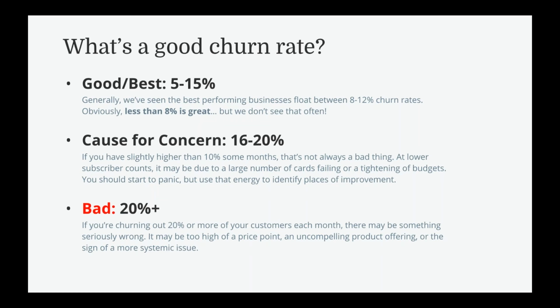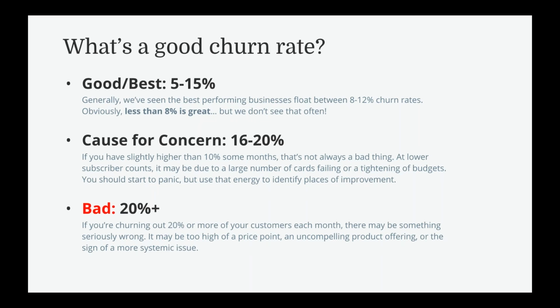We say here in the footnote, 8 to 12% churn rates is a really good sweet spot too. Obviously, the lower you can get it, the better. Your goal should be churn at 0%, but that's just not realistic. So if you're doing 16% or above, that's more of a cause for concern.